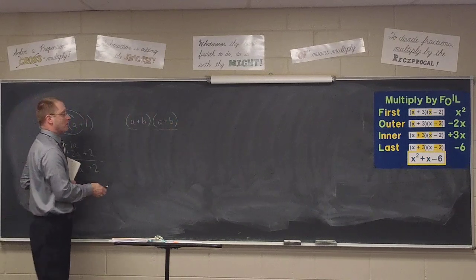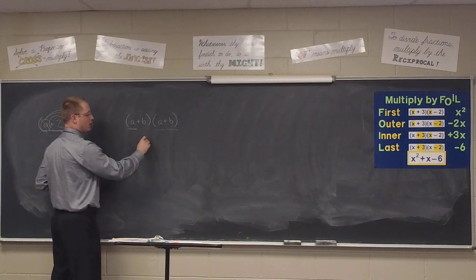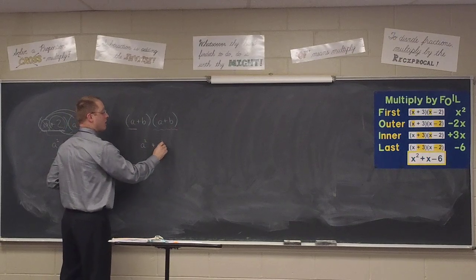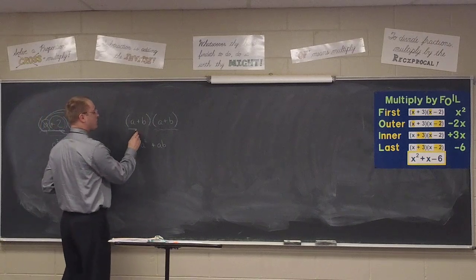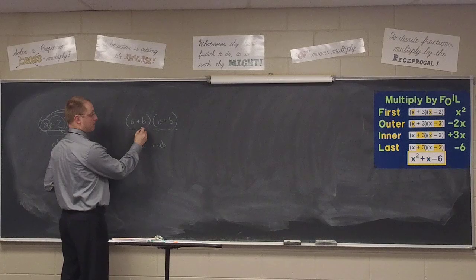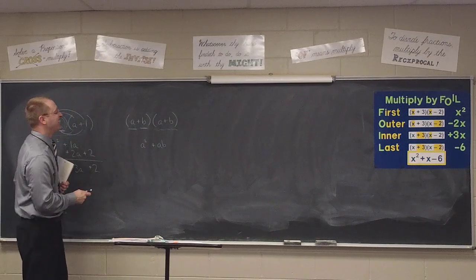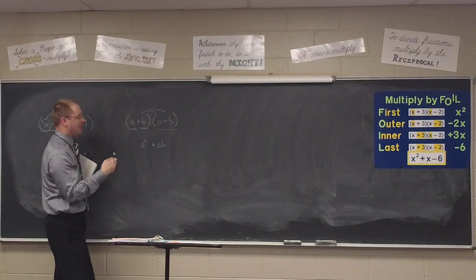So, Lana, what do we get when we distribute the A to the other binomial? A squared. Positive AB. Good. Yeah, AB, that's it. All right, then we're done with the A, right, Joshua? So now we move on to the B. We're going to multiply the B all the way through, and that's where we're going to do our inner and last.